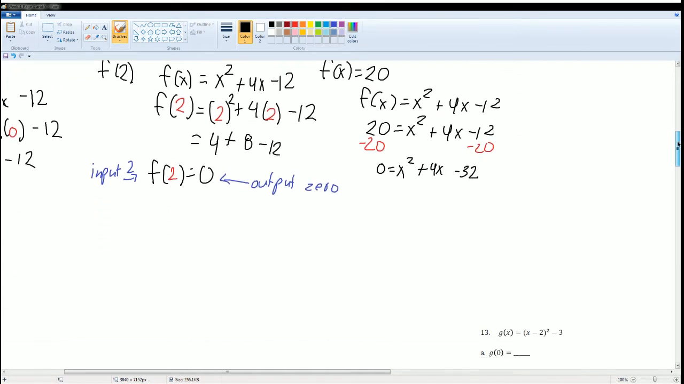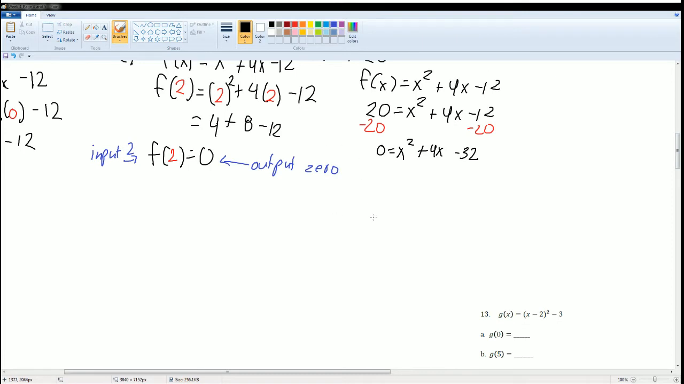All right. X method. So A is 1, B equals 4 right here, and C equals negative 32. The X method: on top you have A times C, and on bottom you have your B value. So on top, you have 1 times 32, negative 32.